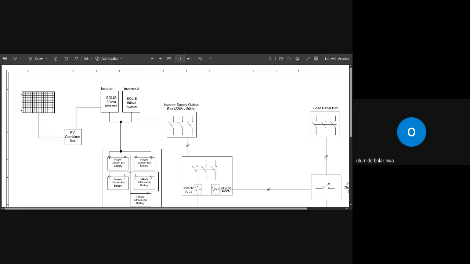No. How do you know the rating of your solar panel? Hello, sir. Can you hear me? I said, is the rating of the solar panel the combined total rating of inverter 1 and inverter 2, which is 100 kVA? Okay. Any other opposition?